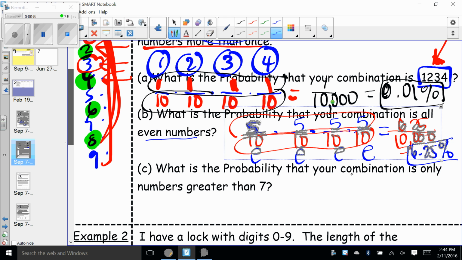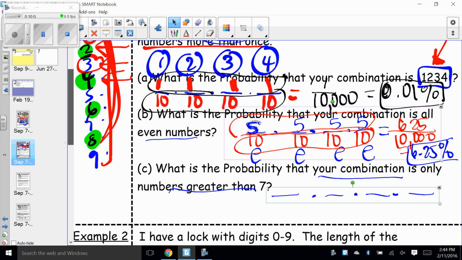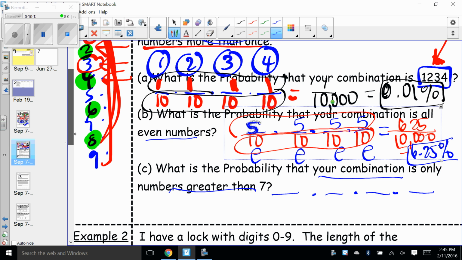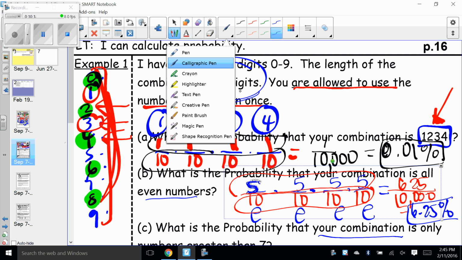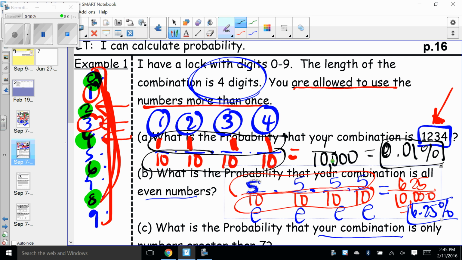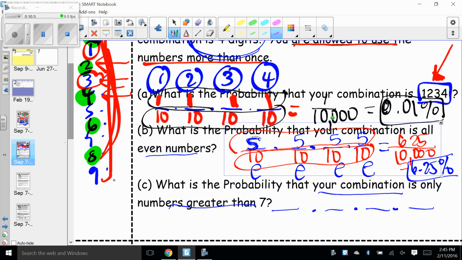Okay, so what's the probability that your combination is only numbers greater than 7? So remember, we're doing a 4-digit combination. I'm going to move those over so I have some space here. I'm looking for all of these digits to be numbers greater than 7. So if I go back through these numbers, I'm going to highlight the numbers greater than 7 in purple so I can identify which ones I'm looking for here. Numbers greater than 7 really are just, it doesn't say equal to, it says greater than, just these two. The number 8 or the number 9.